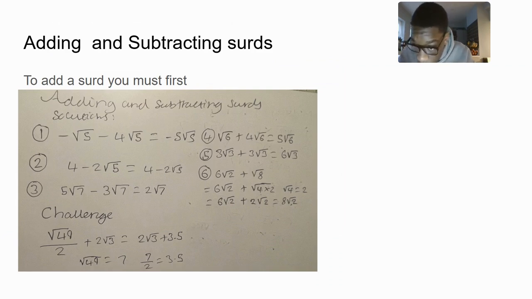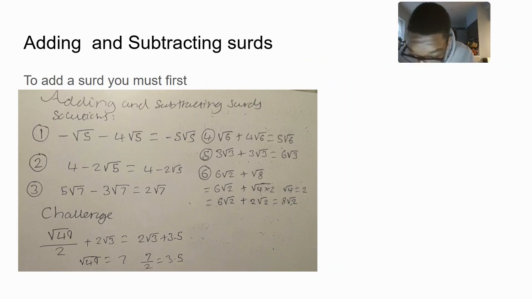On the second question, 4 minus 2 root 5. So if you were to get a whole number and subtract it by a surd, that is the simplest form of that number, because when you have whole numbers and surds, they cannot be simplified any further than that. So that is just the answer. 4 minus 2 root 5 equals 4 minus 2 root 5.